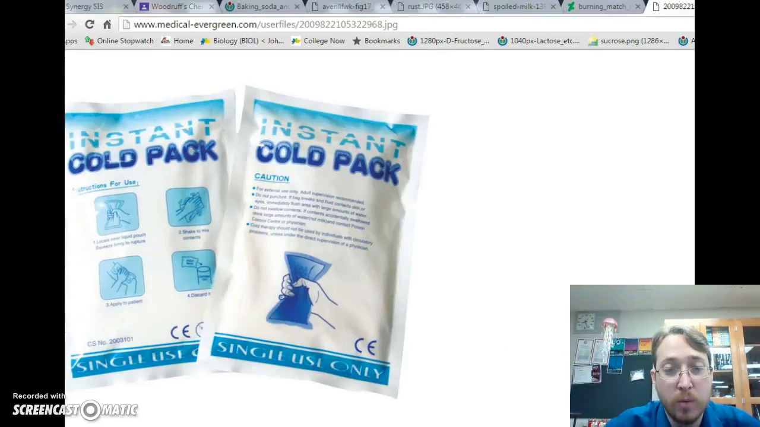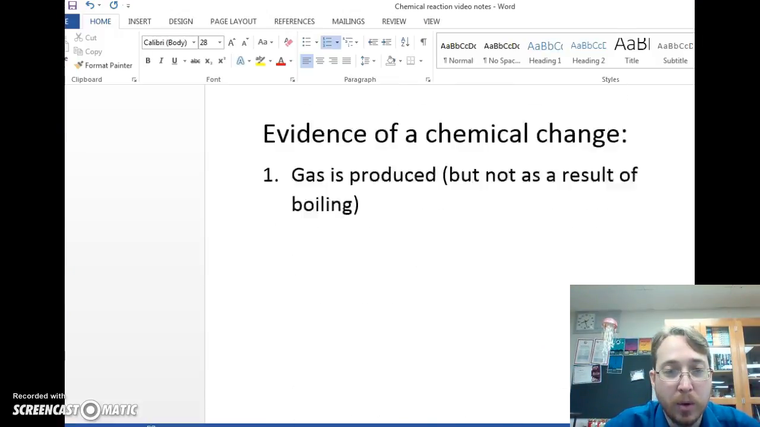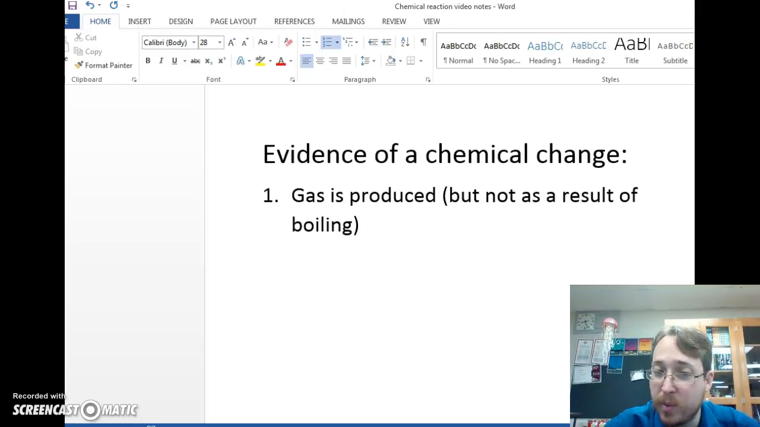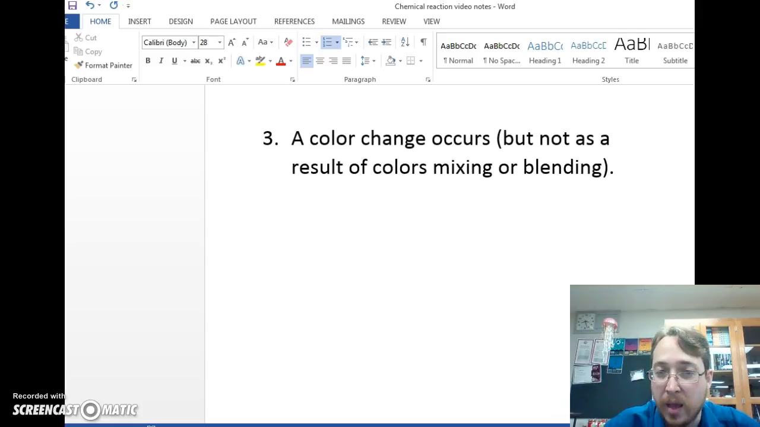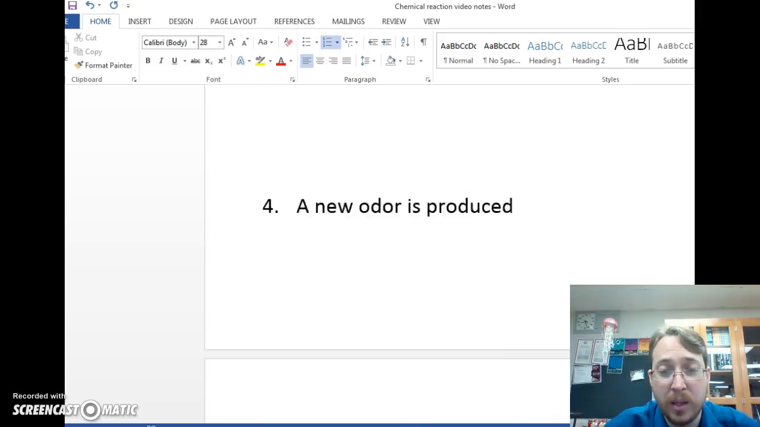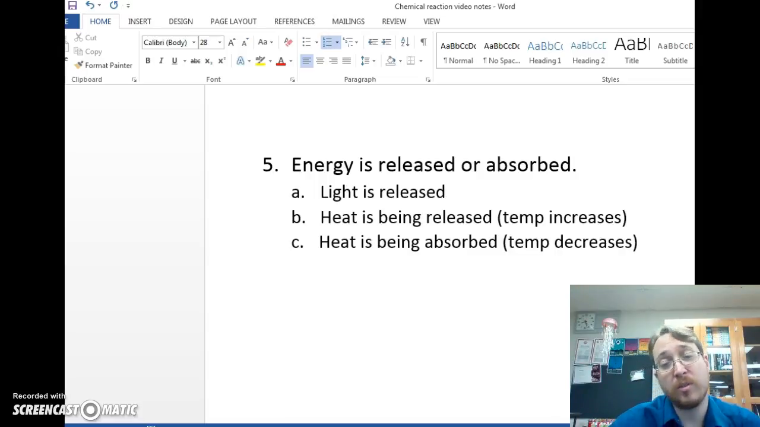So, quick review. Our clues for a chemical reaction are: gas is being produced, but not if we're boiling. A solid is being formed, but not if we're freezing. A color change occurs, but not if we're blending. A new odor is produced. And finally, energy is released or absorbed, most commonly as light or heat.